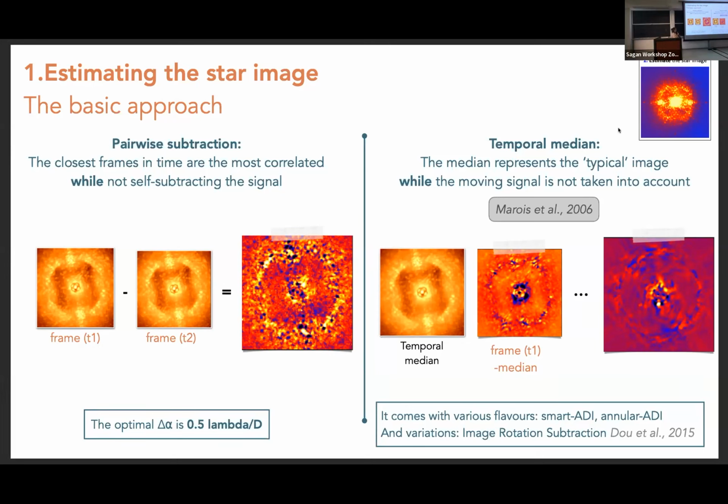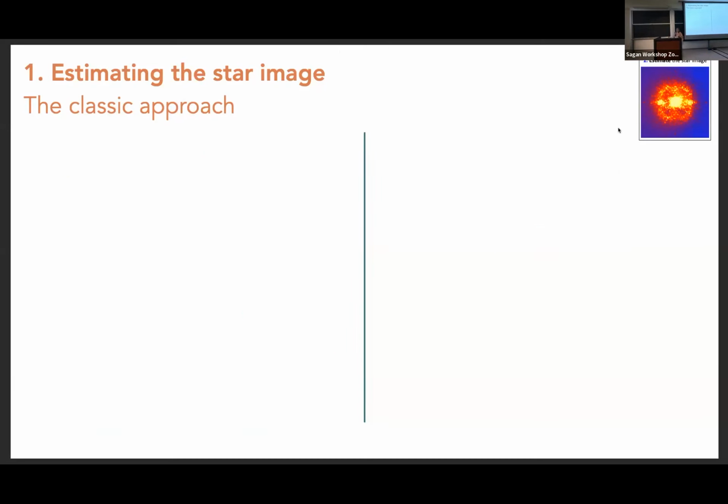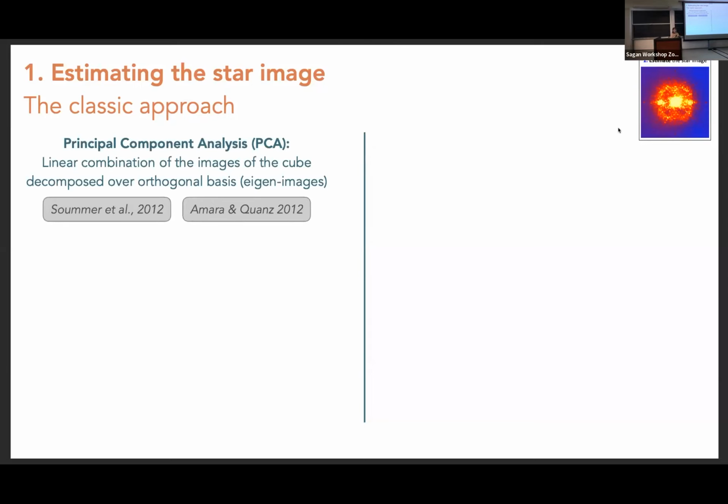This is the classical ADI method, the median. It comes in many flavors. You have the so-called smart ADI, which takes into account the fact that it's different depending on the separation of your companion. You have the annular ADI, and lots of other variants. Then there's another classic approach that I think we're going to do as well this afternoon, which is principal component analysis.